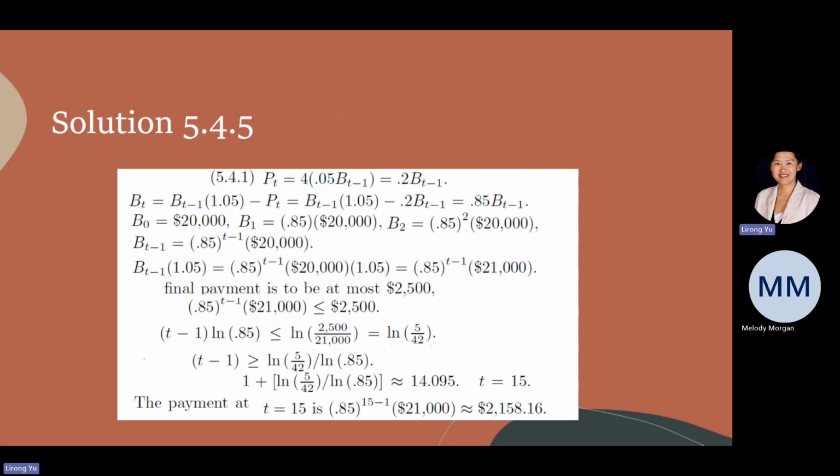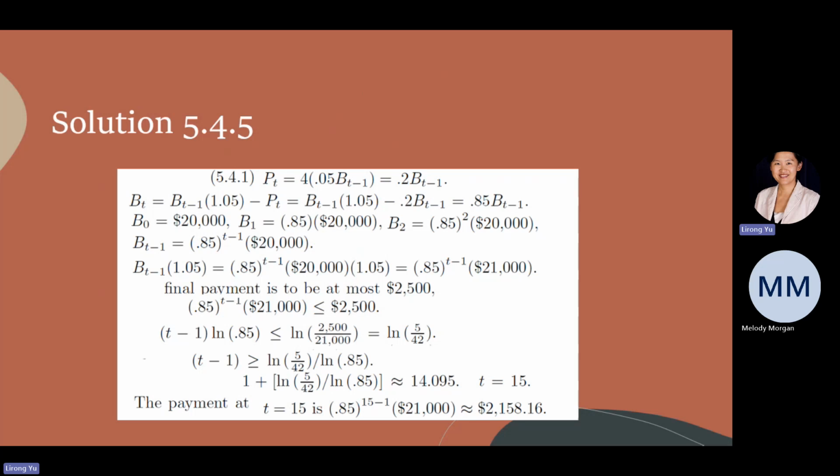So we have these relations saying that now we have a set formula for BT and BT minus 1. PT is equal to 20% of BT minus 1. So BT is now equal to 0.85 BT minus 1. And therefore we can keep going until the balance is small enough. So we have BT minus 1 equal to 0.85 to the power T minus 1 multiplied by 21,000.